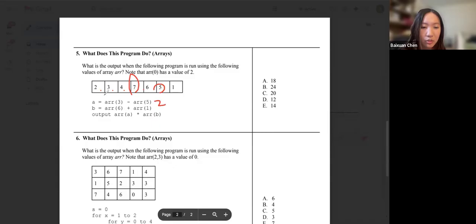And B is R6 plus R1. So 0, 1, 2, 3, 4, 5, 6. So it's this one plus this one. So it's 1 plus 3, which is 4.